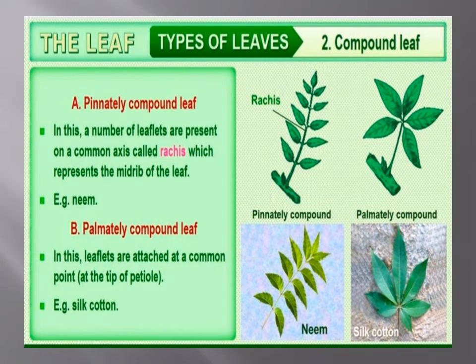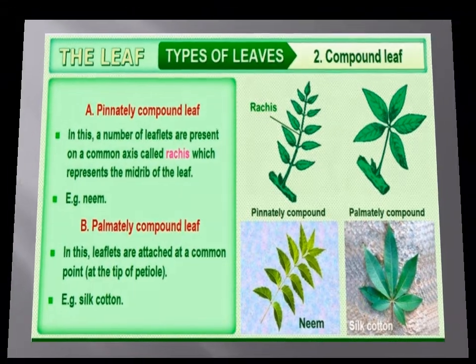Pinnately compound leaf. A number of leaflets are present on a common axis called rachis that represents the midrib. Example, neem, rose, gulmohar. Palmately compound leaf. All the leaflets are attached at a common point, that is at the tip of petiole. For example, silk cotton.